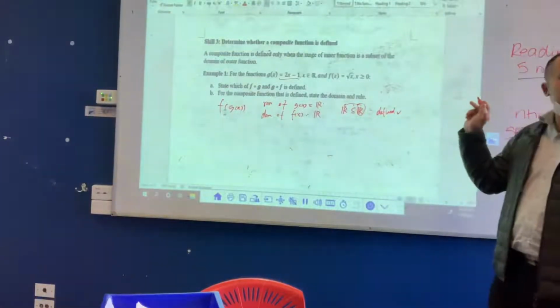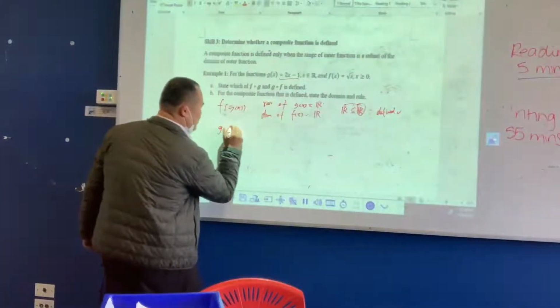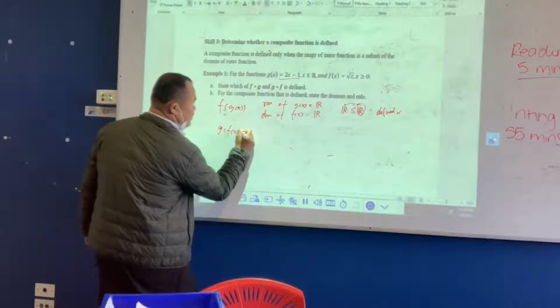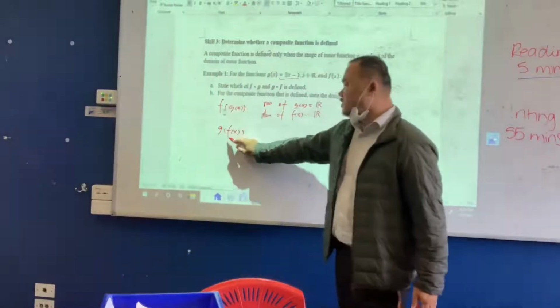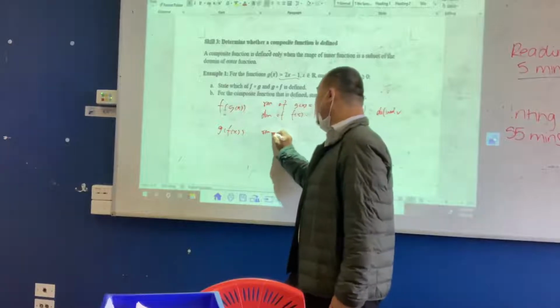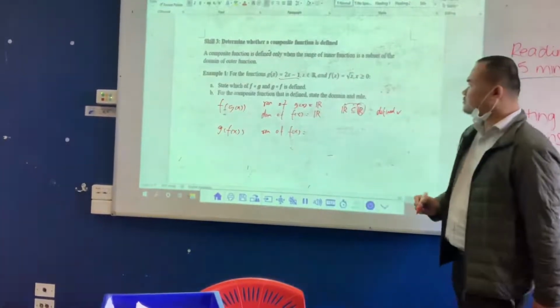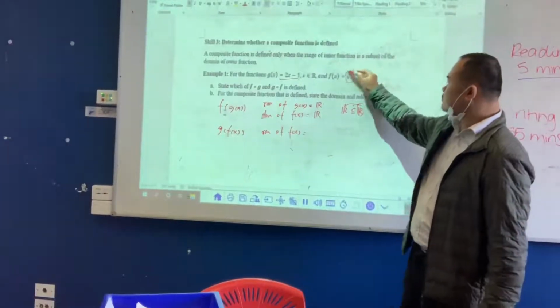Make sense? Okay, let's try the other one, the other way around. g(f(x)). First of all, I'm going to find the range of which one? f(x). The range of f(x). What's the range of f(x)? x is greater than 0.